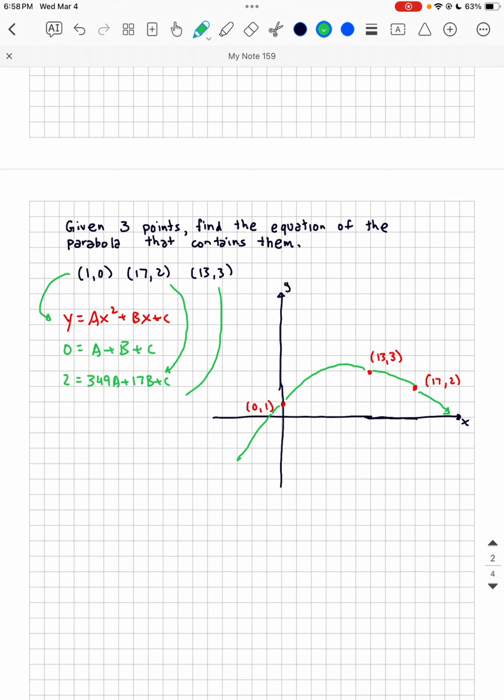And finally, we'll take that last point and do exactly the same thing and plug that in. So 3 is equal to 169a plus 13b plus c. And the way we go about it now is that because we have 3 equations and 3 unknowns, we're going to use the solve a system of equations method to get our answer. And once you solve for a, b, and c, that's going to be your answer. Now, unfortunately, this is not exactly a nice one, so we're going to look at the other example, if it's okay with you guys. I'll leave this over here.